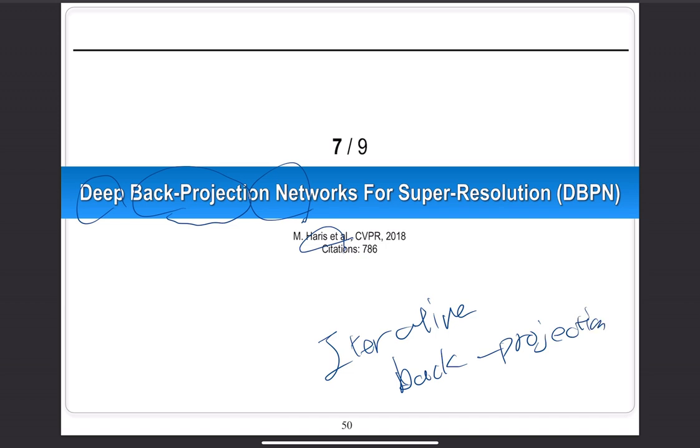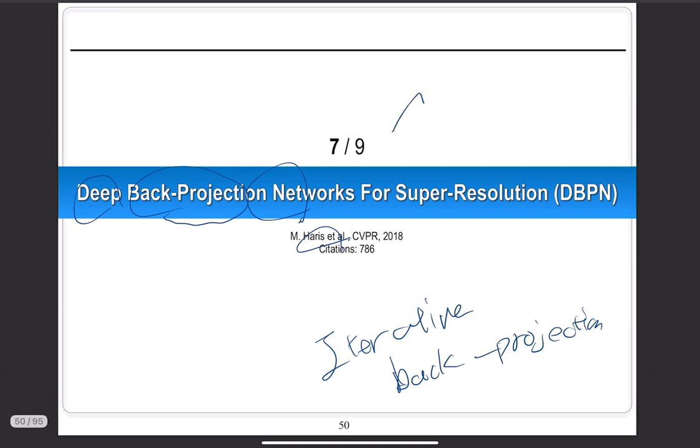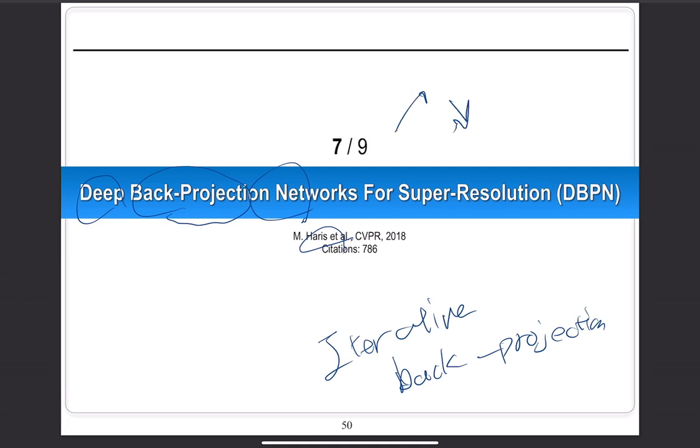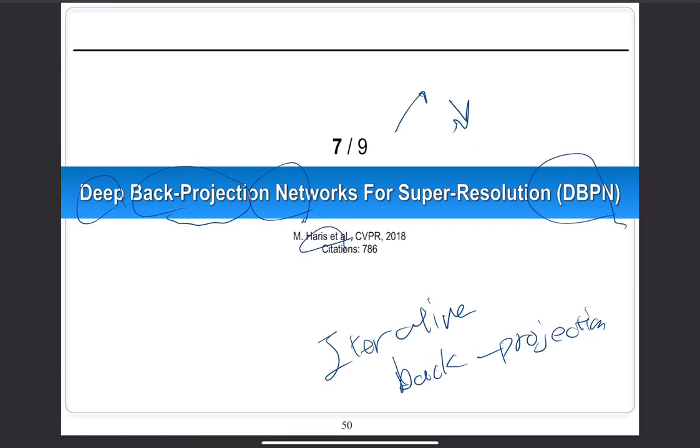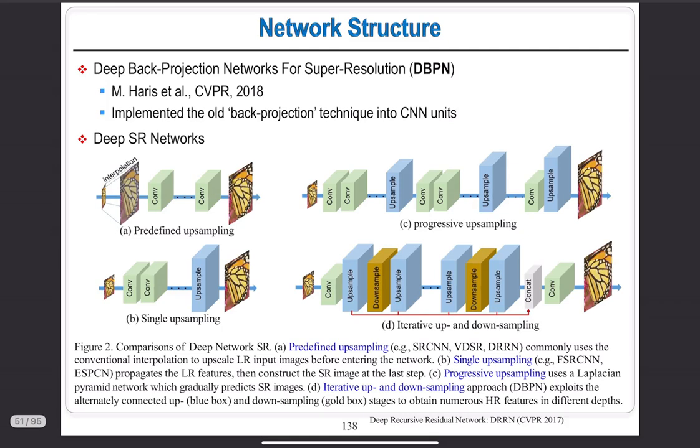The key idea is to refine the HR output by continuously comparing it with the original error input through repeated up and down sampling stages. By implementing this principle in a deep neural network, DBPN is able to iteratively correct errors and reconstruct fine image details more effectively than one-shot SR models.